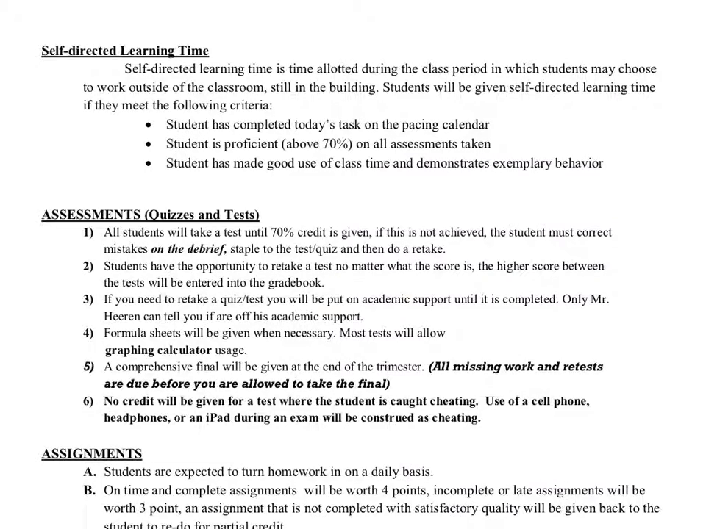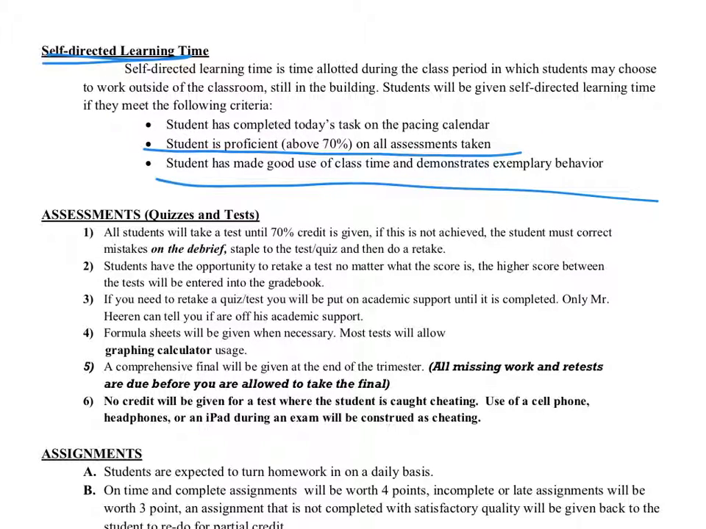So self-directed learning time. This means if you are on pace or ahead of pace, if you got the daily task done, if you got the daily assignment done, and all your assessments are above 70%, and you use class time well and you demonstrate exemplary behavior. Basically, can I trust you walking out of here that you won't cause trouble? Those are the 3 ways that you're going to get out of here if you want to.